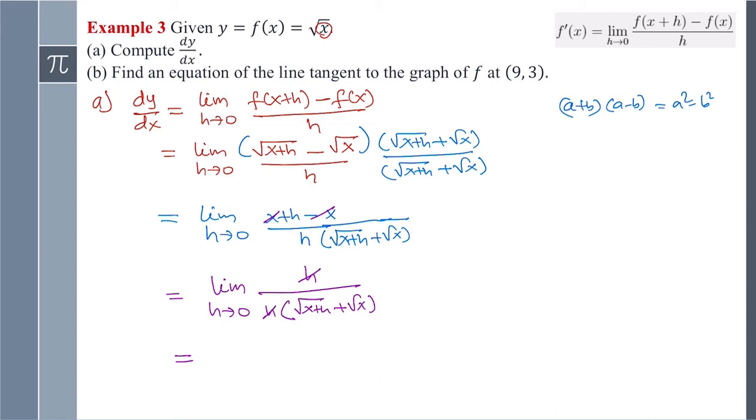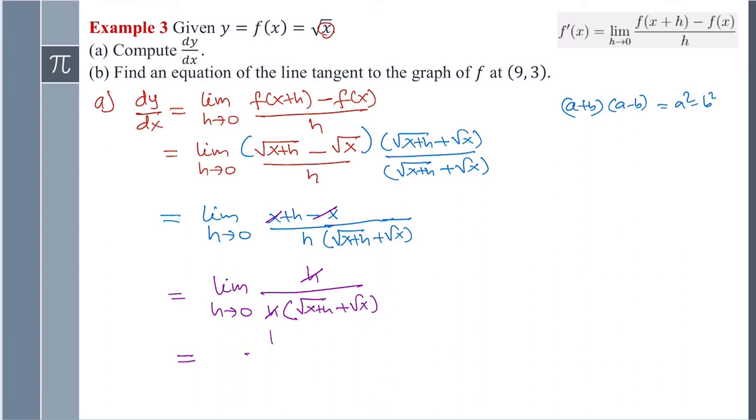So if we do that, when I plug in h equals 0, I get 1 over square root of x plus the square root of x, and that gives us 1 over 2 square root of x. So that is the derivative dy over dx for the given function, which is square root of x. So the derivative of square root of x is 1 over 2 square root of x.